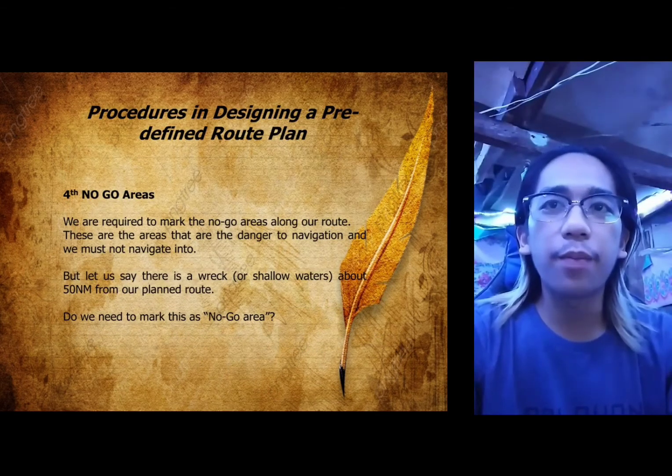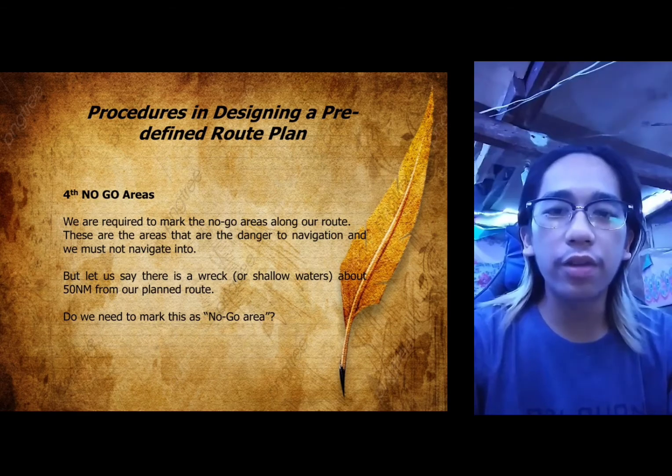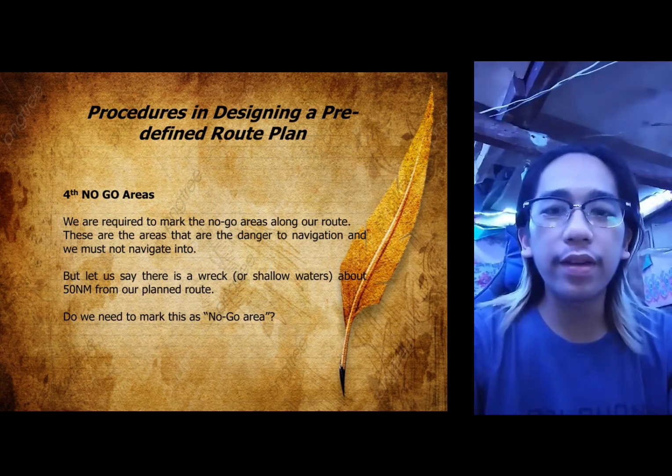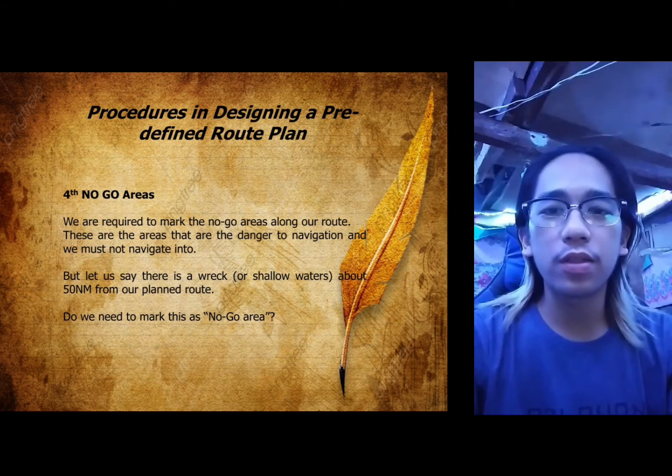Procedures in designing a predefined route plan. Fourth, no-go areas. We are required to mark the no-go areas along a route. These are the areas that are a danger to navigation and we must not navigate into. But let us say there is a wreck or shallow waters about 50 nautical miles from our route plan. Do we need to mark this as a no-go area?